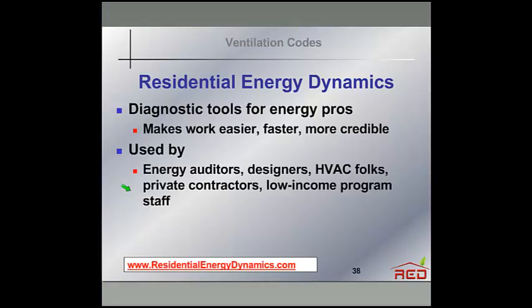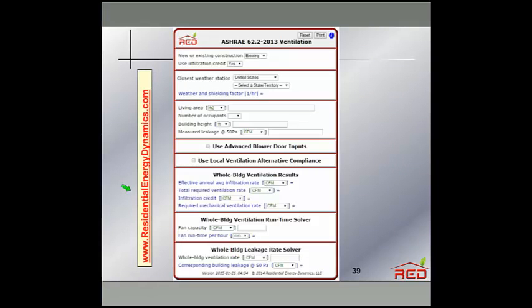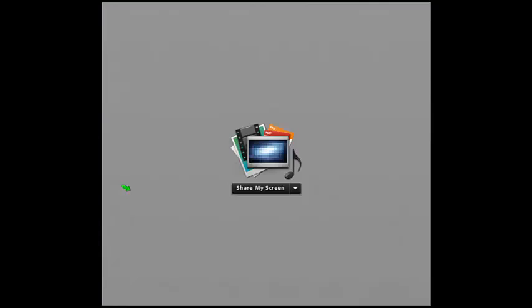California is on its own adoption cycle, and it's out of sync with the ASHRAE adoption cycle, so their standard right now is somewhere between the 2013 and 2010 versions of the 62.2 standard. So on the Residential Energy Dynamics website, there's a special ASHRAE tool for you folks that are working in California. This is what the tool looks like, but I'm going to take you live briefly just to show you that.